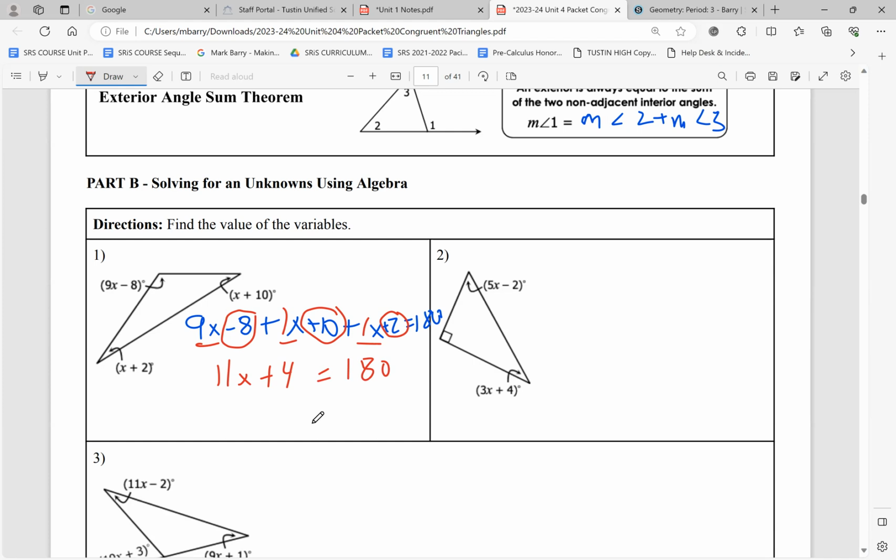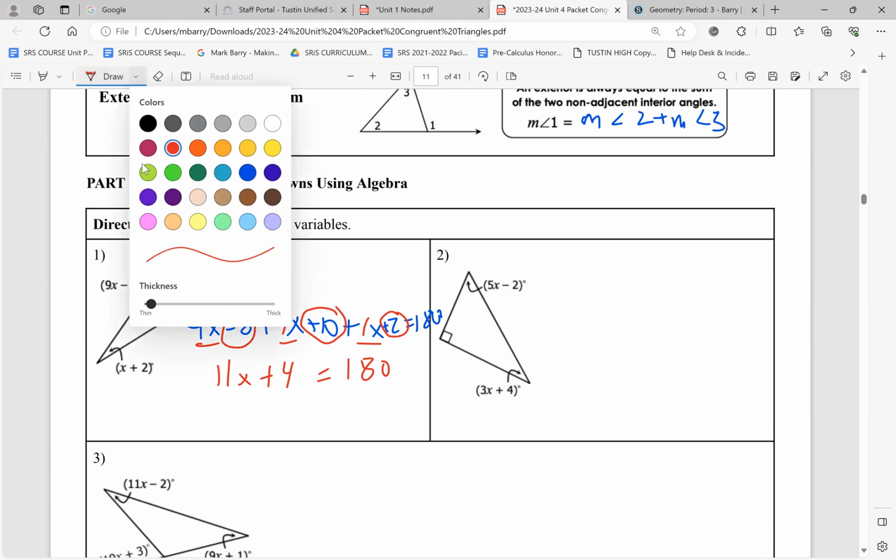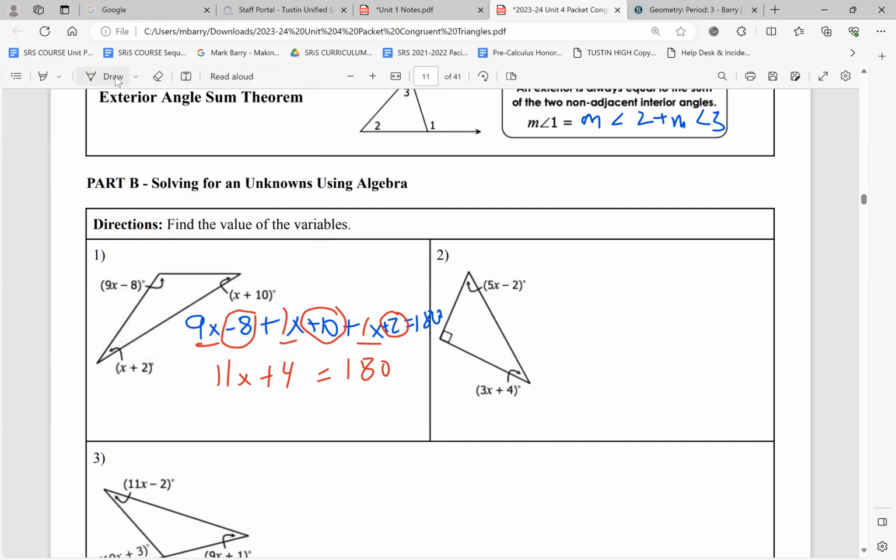All right, so add them all up, equal them to 180. Next we combine like terms, and now we need to solve them like we've been solving all year. So we're going to subtract this number, so I'll minus the 4. So 11x equals 176. Then we'll divide both sides by 11, and that's going to tell us that x equals 16. That's our answer for that one. x equals 16. So we subtracted 4 from each side, got 176, and then divided by 11.